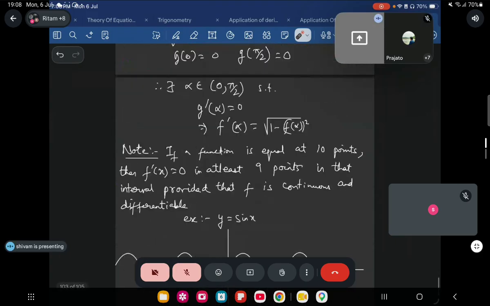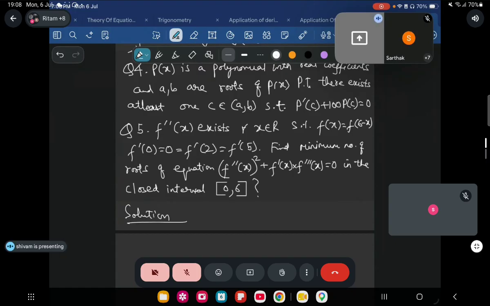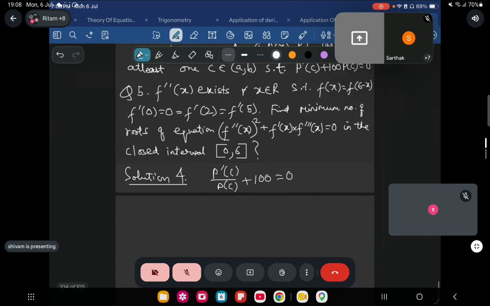Yes, sir. So p dash c by pc plus 100 must be equal to 0, right? You people come to this conclusion. So let us integrate. On integrating, let g of x is equal to p dash x by p x plus 100. Are you getting?